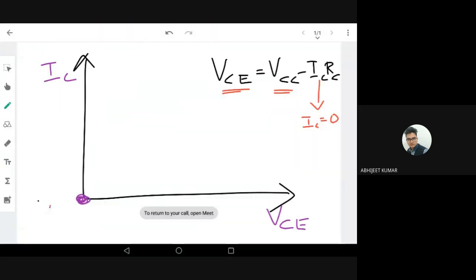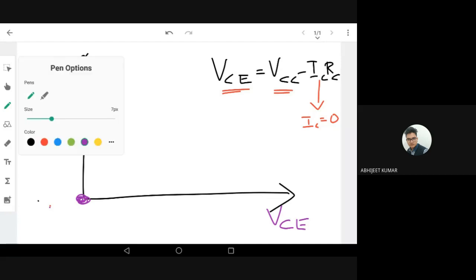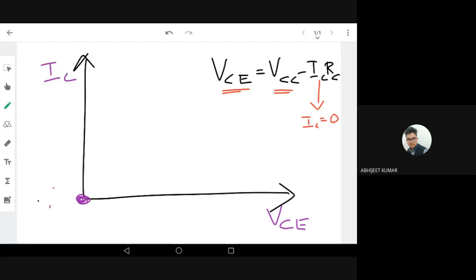IC is equal to zero at this point. So what is the value of VC? VC is equal to VCC. So I'll mark this point here. This is my first point in the graph: when IC is zero, VCE equals VCC. This is the point VCC, because IC is zero on the y-axis. So we got this point: VCC, comma zero, because IC is zero. This is the maximum possible voltage across VCE.